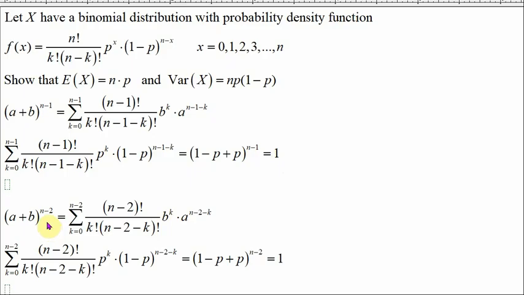And we'll need one more result: a plus b to the n minus 2. Then the binomial expansion is going to be this sum right here. And so I have the sum where k runs from 0 to n minus 2 with this expression right here. B again will be p, a will be 1 minus p. And so we have 1 minus p plus p to the n minus 2, and this is equal to 1.